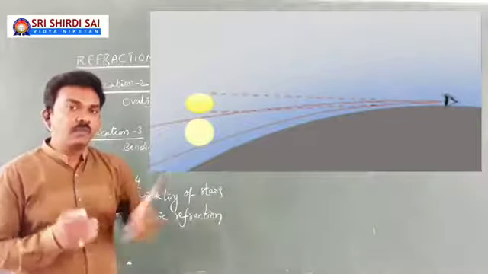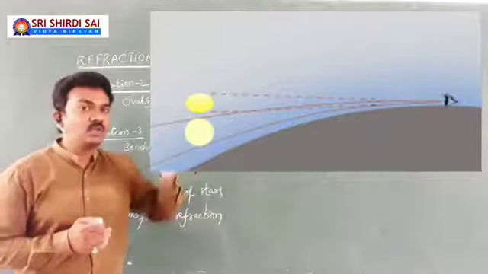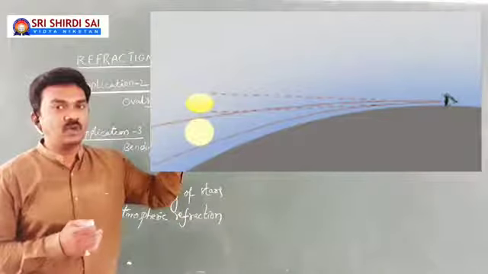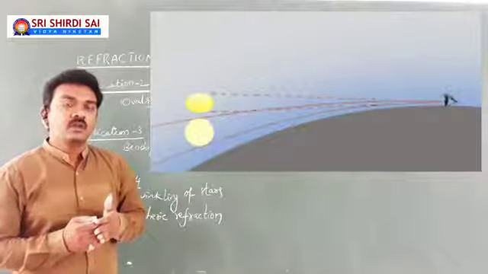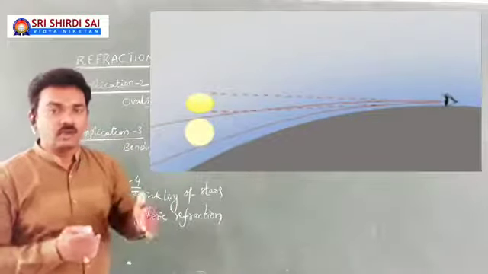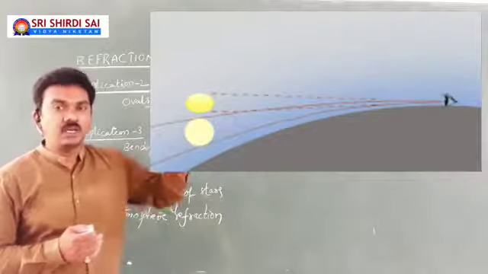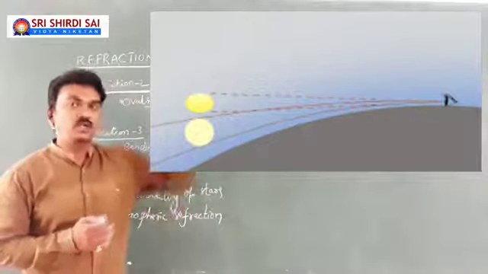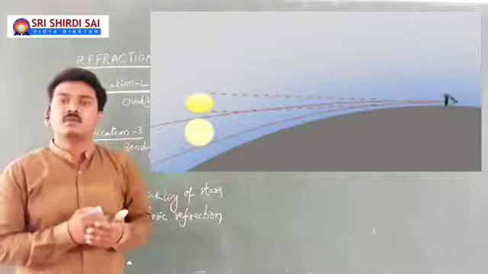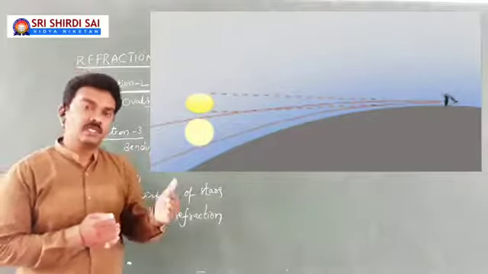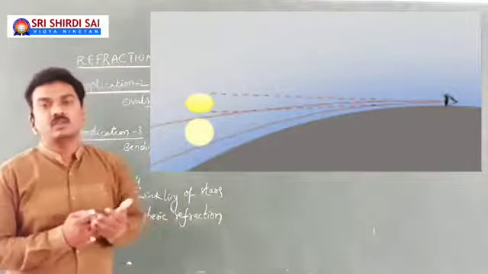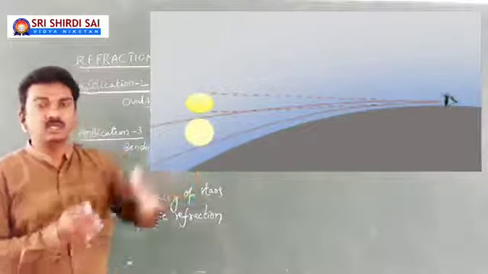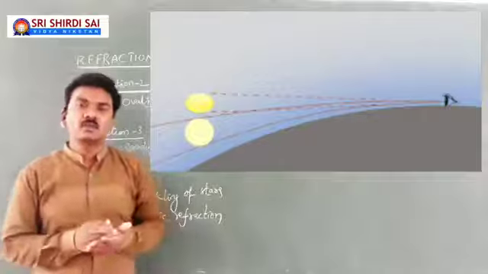So in that process, atmospheric density is not uniform. The density of the atmosphere changes from one layer to another layer. Moreover, if you go to higher altitudes, atmospheric density gradually decreases, so the refractive index gradually decreases. The lower layers usually act as denser and the upper layers usually act as rarer.